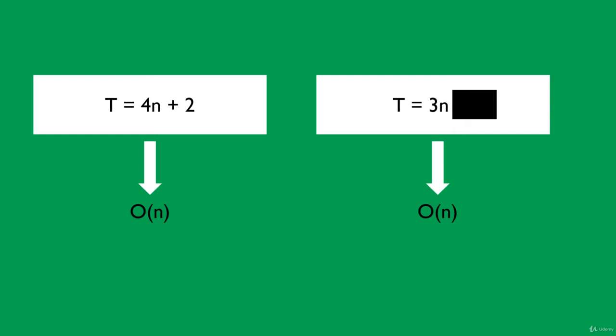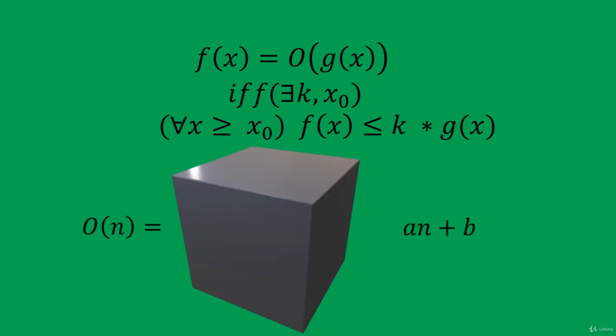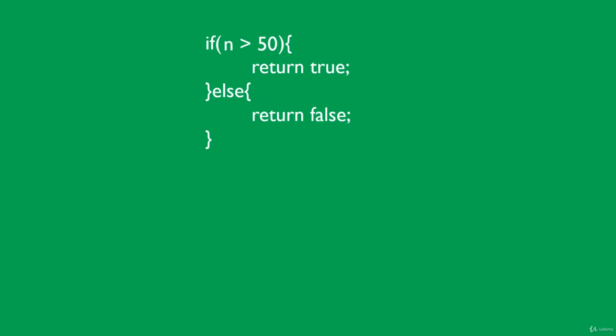So let's take a look at the definition. f of x is in the big O of g if and only if there exist k and x0, such that for all x greater than or equal to x0, f of x is less than or equal to k times g of x. So you can think of big O of n as a big box that contains all the algorithms that have linear time complexity. So, for example, this algorithm takes an array, and if the size of the array is greater than 50, it returns true, else it returns false.